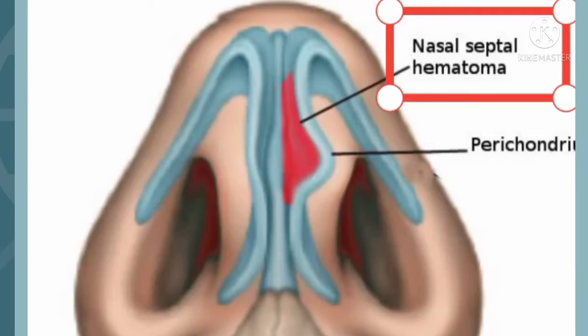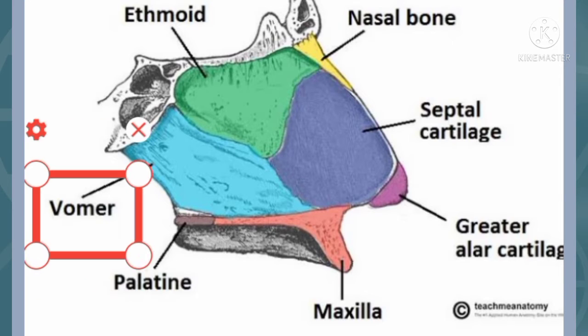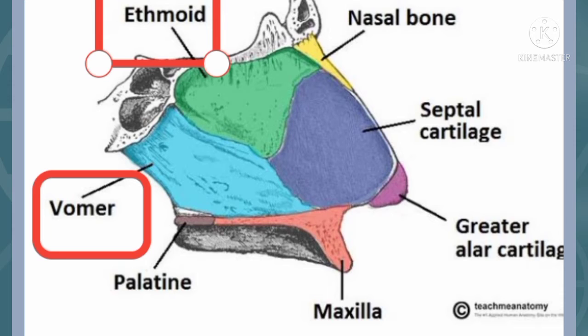Nasal septum is a middle osteocartilaginous partition between the two halves of the nasal cavity, as you can see in the figure, and on each side it is covered by mucous membrane and forms the middle wall of both nasal cavities. As you can see in the figure, the bony part of the nasal septum is formed by the vomer as well as the perpendicular plate of the ethmoid.